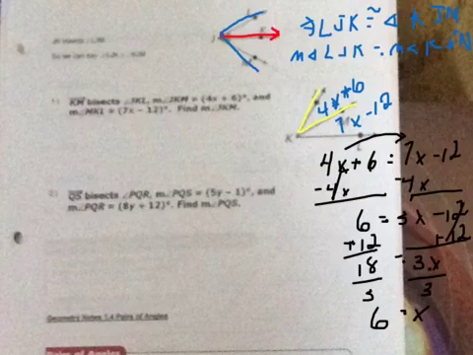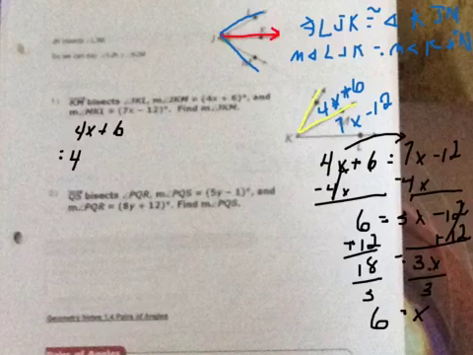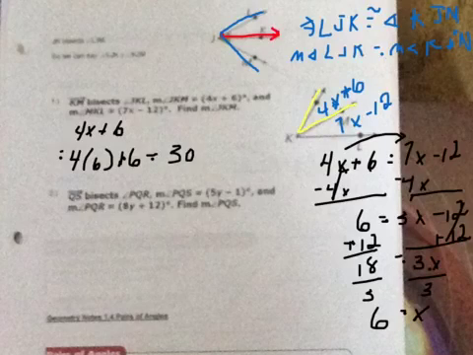Because they wanted JKM, and JKM, they told us was 4x plus 6. So if we plug in x is 6, that's 4 times 6 is 24, plus 6 is 30 degrees.